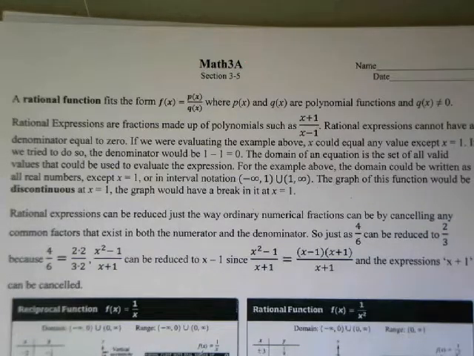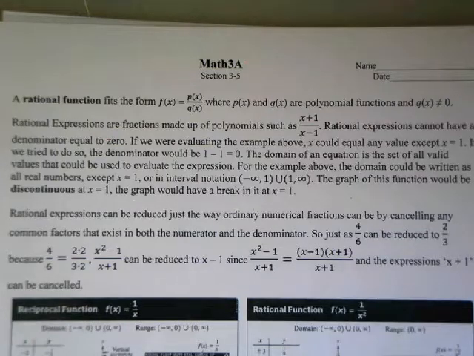So, for example, in x plus 1 over x minus 1, we cannot let x equal 1 because 1 minus 1 is 0, and we're not allowed to divide by 0. Now, the x can be anything else in this case except for 1, but that means that at the value x equals 1, we are going to have a discontinuity. Our graph will be broken at that particular spot.